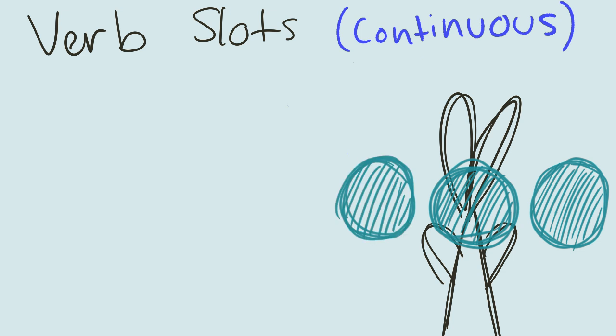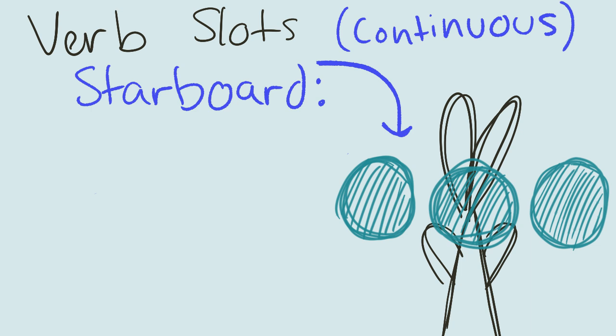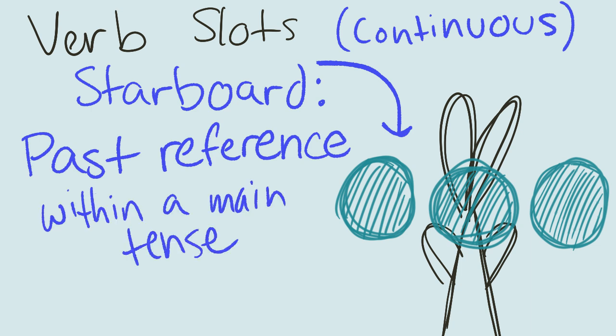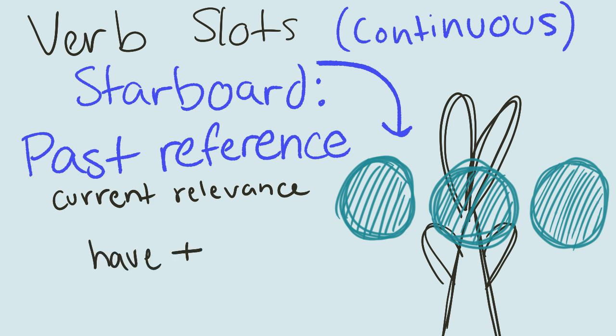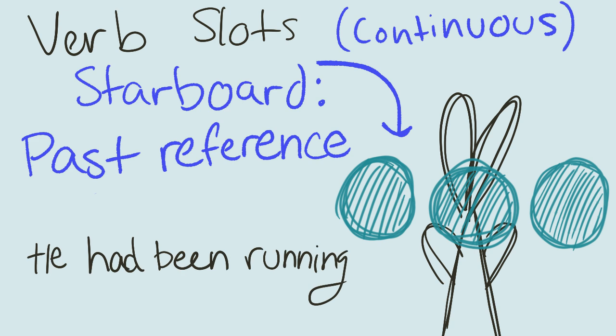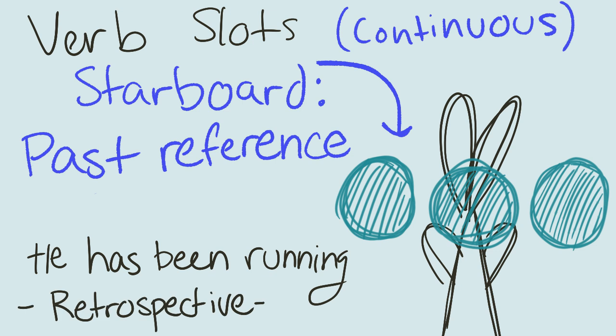Opposite of this in space and meaning is a slot on the starboard side, which is past reference within a tense, often referring to an action with some sort of relevance to the action of the main tense it's in. It has current relevance, in other words. English marks it by the auxiliary verb have, adding the main verb root, and remembering continuous, adding ing again. Well, to be totally accurate, you also need a to be verb in between to help bridge have and the verb root. This produces sentences like "he had been running," "he will have been running," and "he has been running." This aspect is known as retrospective, more commonly known as perfect aspect in linguistics.